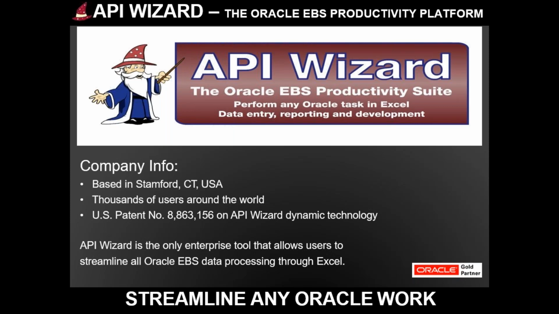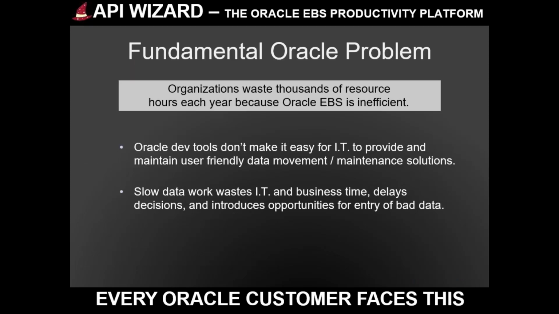So API Wizard is an Excel-based productivity tool that helps users get data in and out of Oracle eBusiness Suite more efficiently and accurately. We have thousands of users around the world using API Wizard across the entire eBusiness Suite. But what we found is that with Oracle customers, Oracle doesn't always make it easy for users to get their data in and out of Oracle.